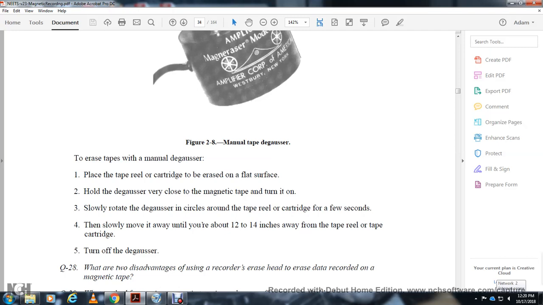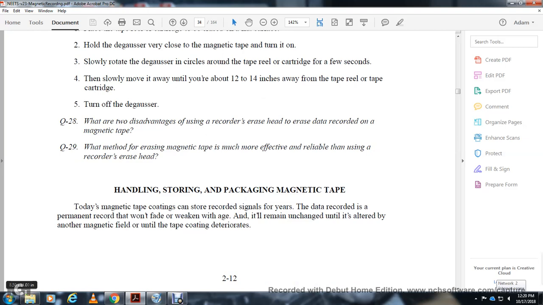Slowly move it away until it is about 12 to 14 inches away from the tape reel or cartridge. Turn off the degausser. Handling, storage, and packing of magnetic tape.